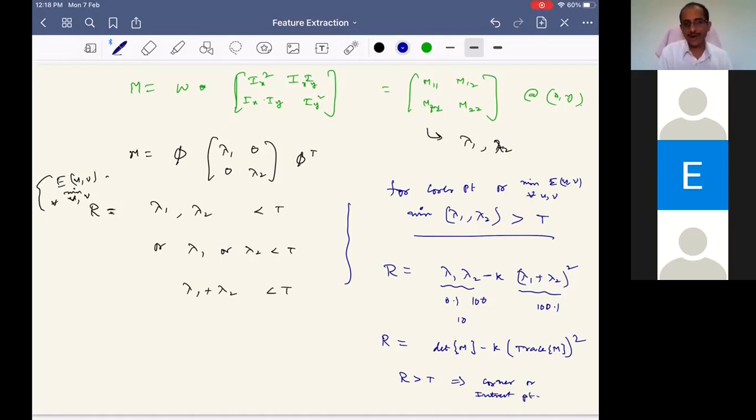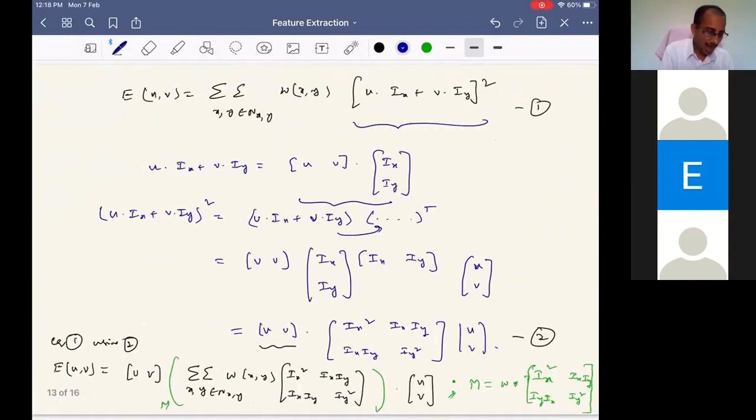This is how Harris has proposed an elegant approach: if we are finding corner points, avoiding all the operations of finding the eigenvalues and capturing for all u comma v, irrespective of the discrete dimensions, like Moravec has done by explicitly calculating.